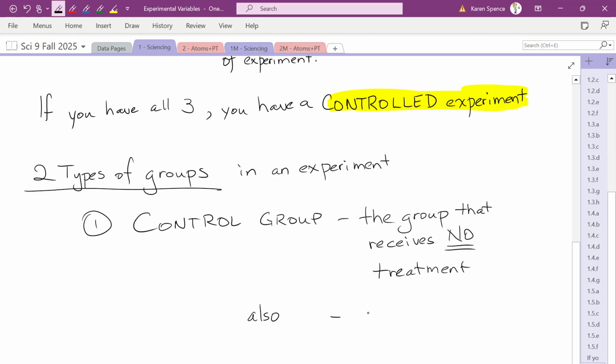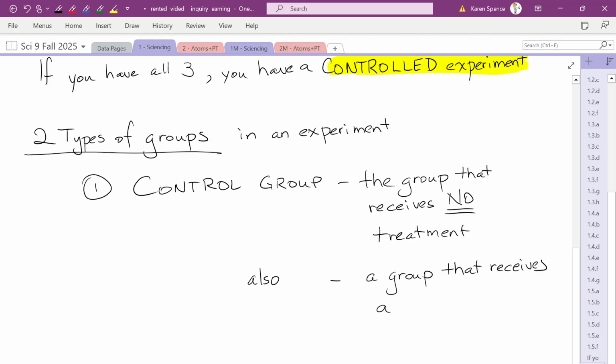So also, a group that receives, and here's a new word, placebo, which is spelled placebo.